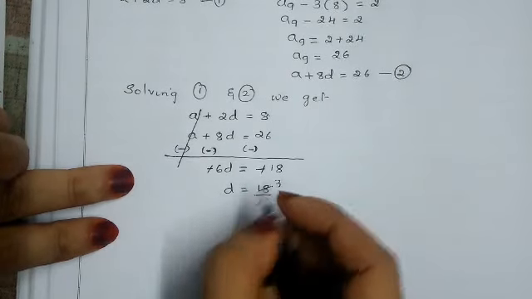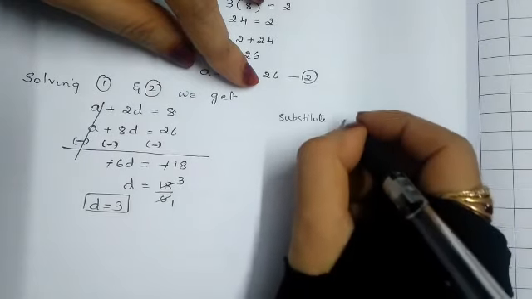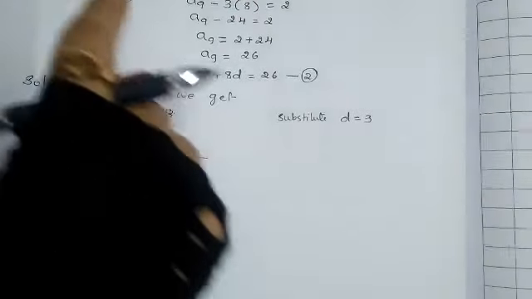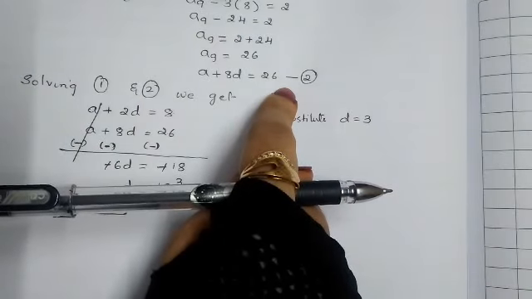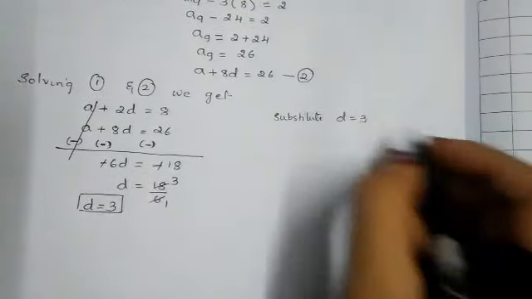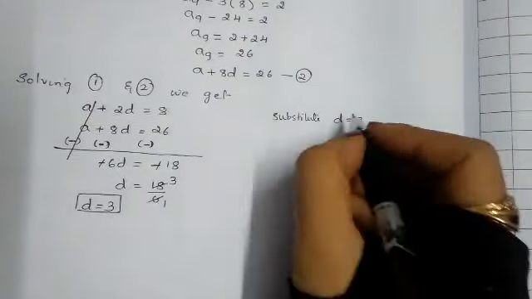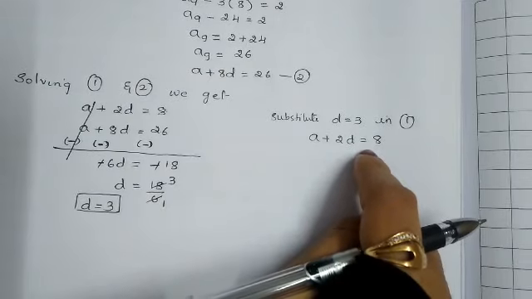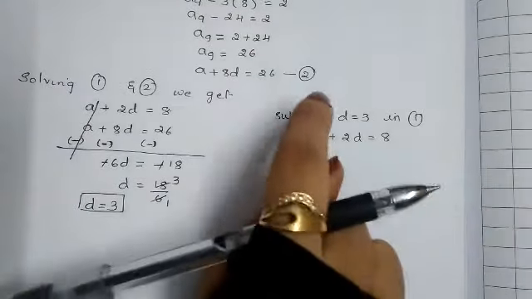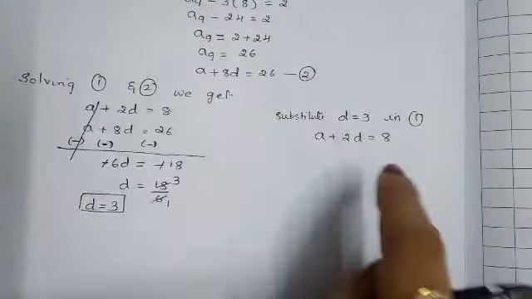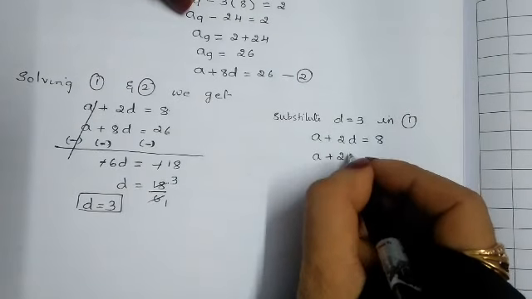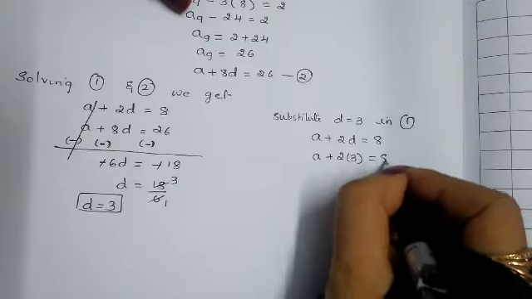Now substitute the value. Substitute d is equal to 3 in any of these equations, either equation 1 or 2. Any one equation we can take. I'll take equation 1. d is equal to 3 in equation 1. I'll write equation 1: a plus 2d is equal to 8. हम लोगों को कोई एक इक्वेशन लेना है. दोनों में से कोई एक इक्वेशन लेना है. But if we feel which is easy, better we take the easiest equation. a as it is रखना है. 2 into d की वैल्यू क्या है? 3. In place of d we have to write 3, is equal to 8.